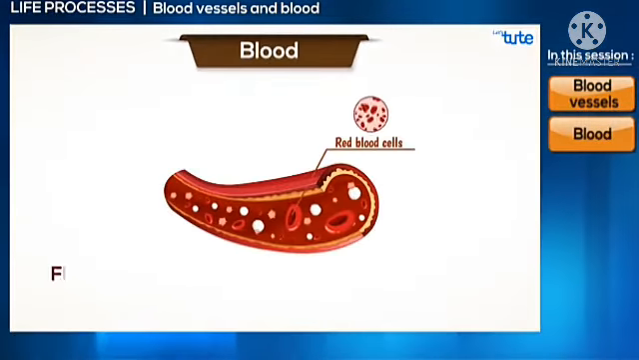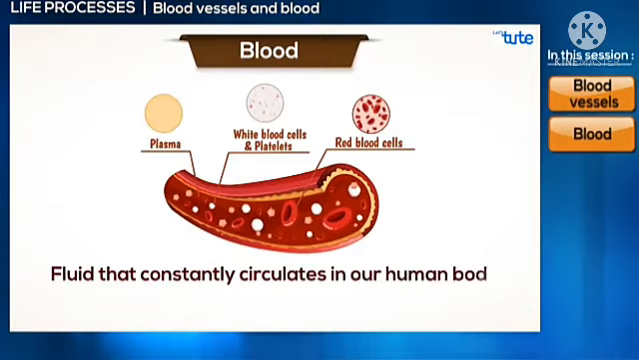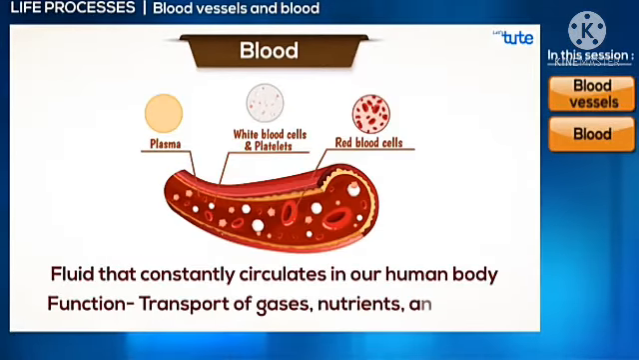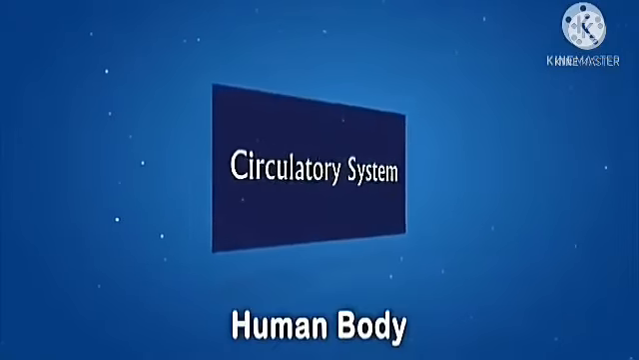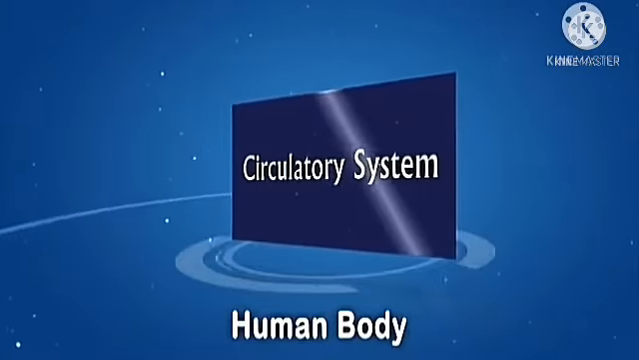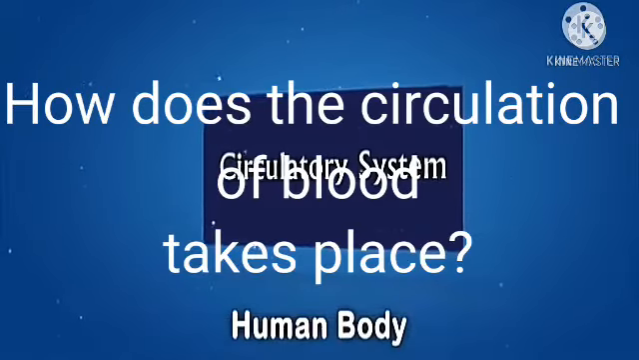Next, let's look at the blood. Blood is the red fluid that constantly circulates around the human body. The blood actually carries the materials. The blood transports gases, nutrients, and waste around the body. We can say the blood is a carrier of the materials. This video will expose what the circulatory system is all about. Enjoy watching.